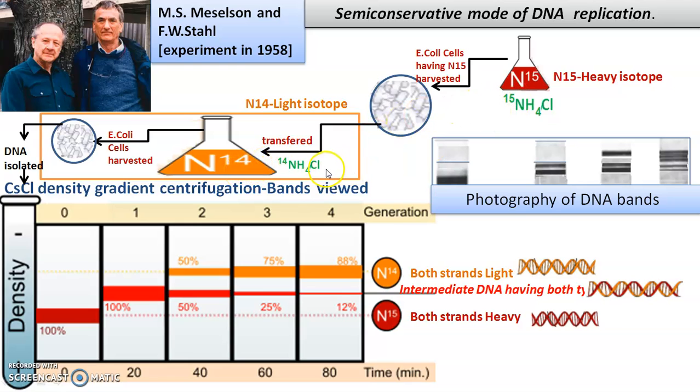What do heavy and light mean? See, these are not radioactive isotopes. Heavy isotope means that when these DNA samples are subjected to density gradient centrifugation, the DNA strands incorporated with the heavy isotope, the N15 one, would settle at the bottom of the spinning vial.